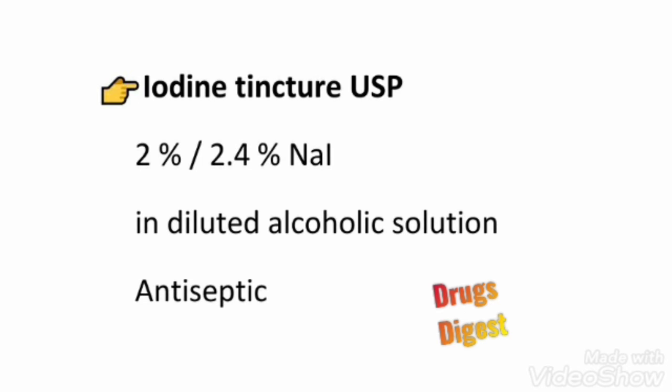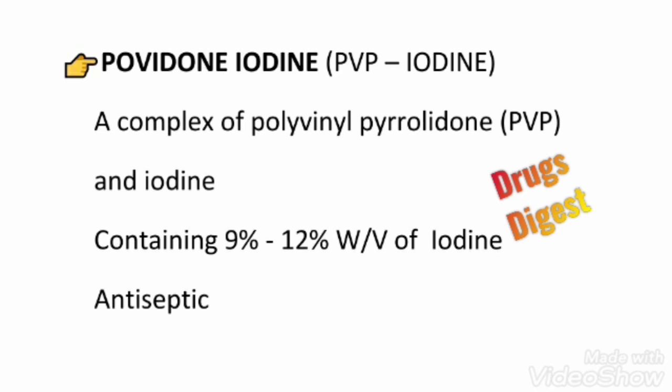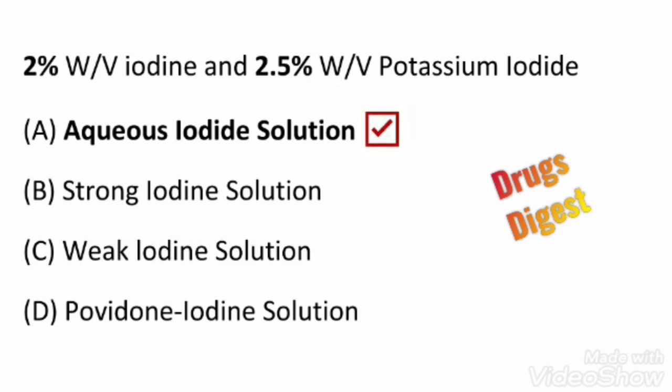Iodine tincture USP contains 2% iodine and 2.4% sodium iodide in dilute alcoholic solution. It is also used as an antiseptic. The povidone iodine, that is PVP iodine, is a complex of polyvinyl pyrrolidone and iodine. It contains 9% to 12% weight by volume of iodine. It is also used as an antiseptic. So, here the answer is aqueous iodine solution.